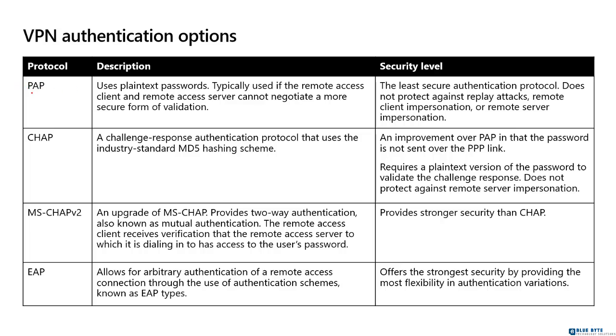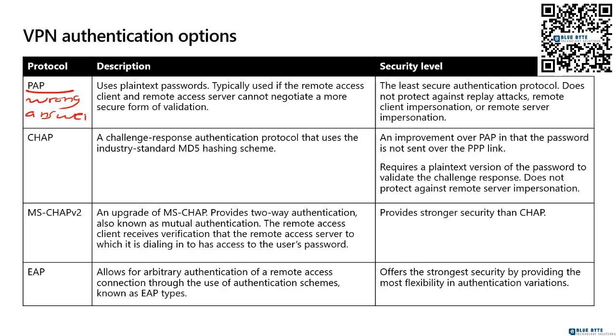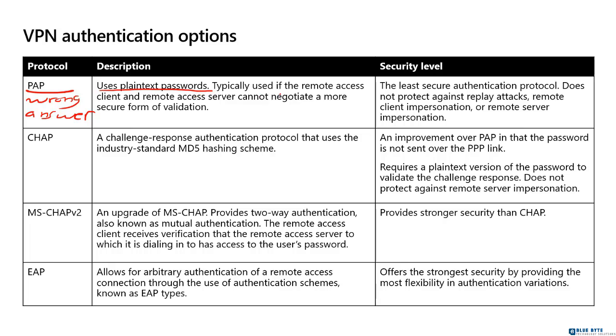The first is Password Authentication Protocol, PAP. What we can say about PAP, it is the wrong answer. It doesn't matter what you're trying to do with your VPN, PAP is never an option you would choose because it uses a plain text password. Now this says typically used if remote access client and remote access server cannot negotiate a more secure form of validation. No. Now this is off the Microsoft site. This statement would have been valid in the late 1980s, 1990s. No chance we would use this today.